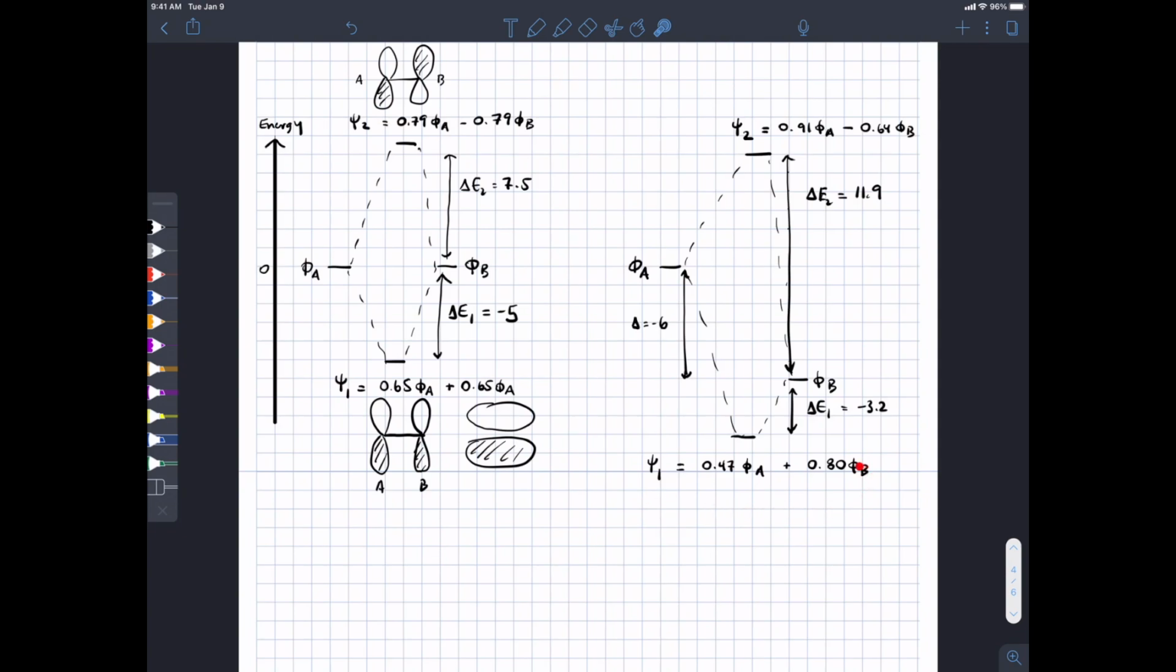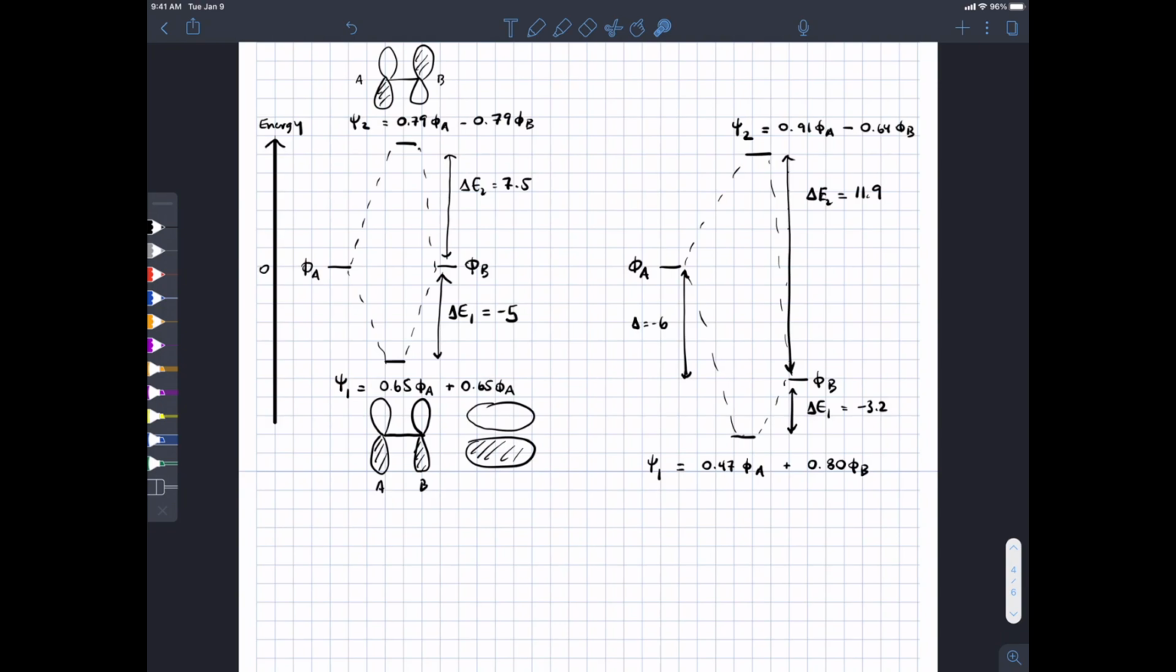Looking here for phi 1, the coefficient tells you where most of the orbital is. If those coefficients are equal, the orbital is equal on both atoms. If they're different, if one's greater than another, the orbital is more present on one of those atoms than on the other. So which of these two atoms, A or B, has most of this new molecular orbital 1? B does, because the coefficient is higher.